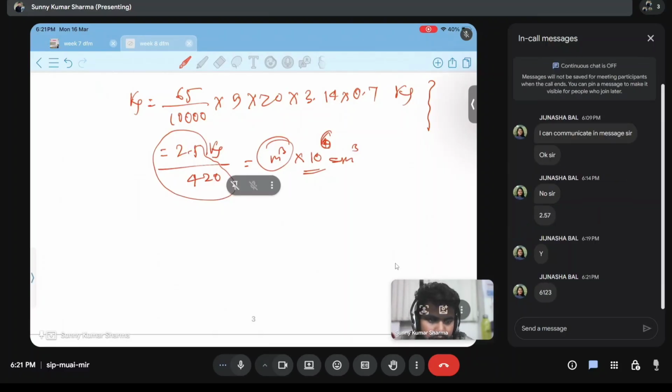How is it coming? 6.23 centimeter cube. That is actually very large.